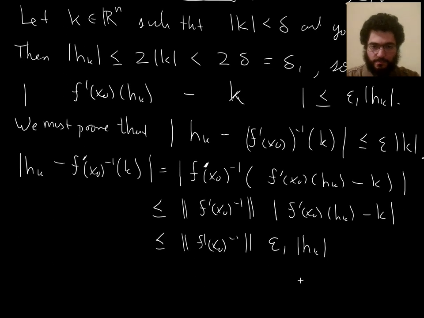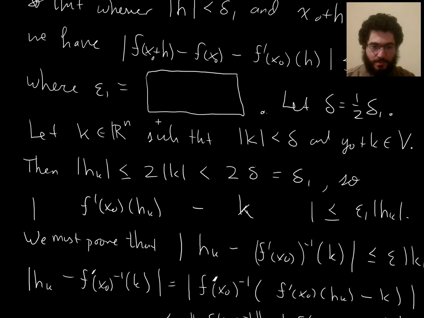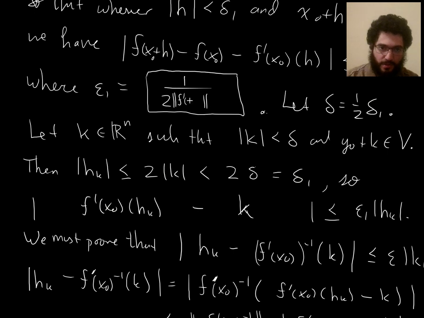So this is bounded above by 2 norm k. And now it's clear what epsilon 1 has to be in order to get this that we want at the end. So at the end we want, well, it'd be nice to have equals epsilon times k. So what should epsilon 1 be? It should be 1 over 2 times this. So now I can go back and pick epsilon 1 and fill in the blank up here. 1 over 2 times the norm of f prime x naught inverse.